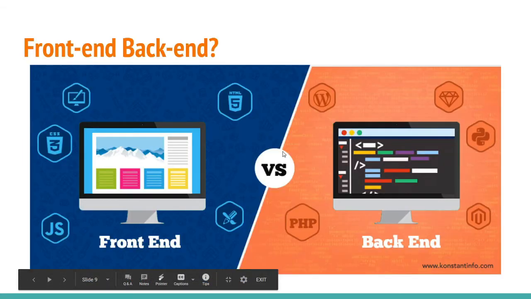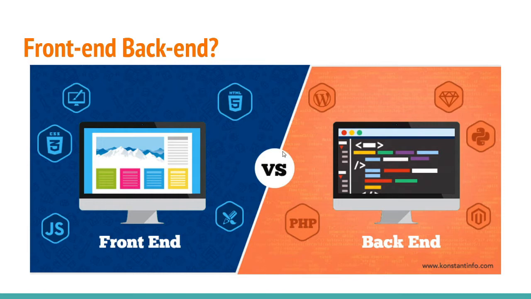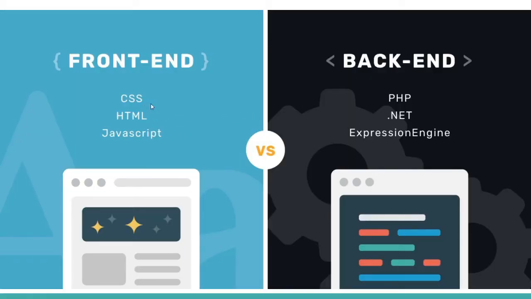So I'll talk a little bit about front end and back end. What are front end and back end languages? Front end is what you see, what the public sees. HTML is one of the main ones, but there is also CSS and JavaScript. These are the different languages that control what you see: the colors, the text, the links, the effects.